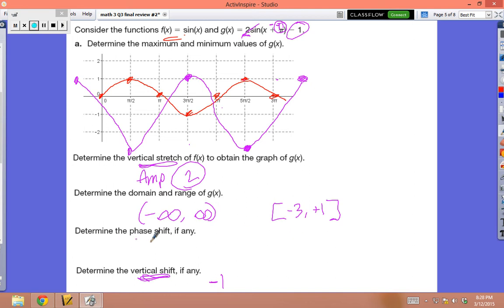Okay, the phase shift, that's the horizontal shift, that's left and right, and we moved everything left 180 degrees. We moved everything left 1 pi radian.